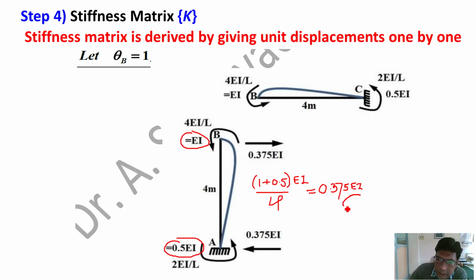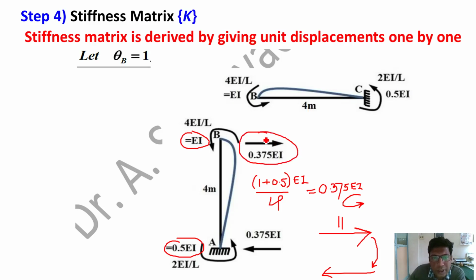Positive answer represents that it is anti-clockwise in nature. So the reaction couple will be clockwise in nature. Clockwise means the top reaction must be towards right and the bottom reaction must be towards left. This represents a clockwise couple. Okay. So at point B, it is 0.375 EI towards right and 0.375 EI towards left at A. This represents the clockwise couple. Okay. So this is the first unit displacement figure.